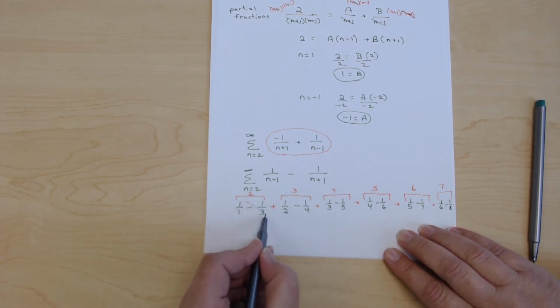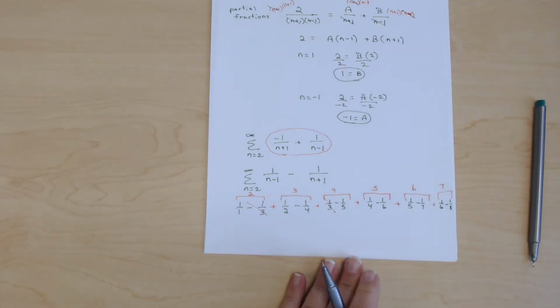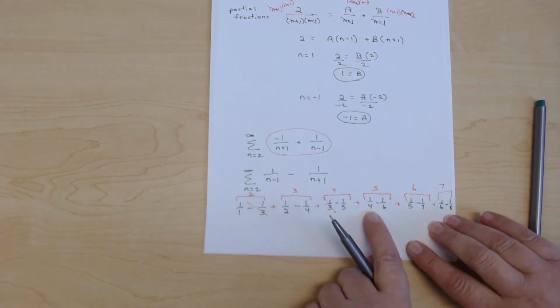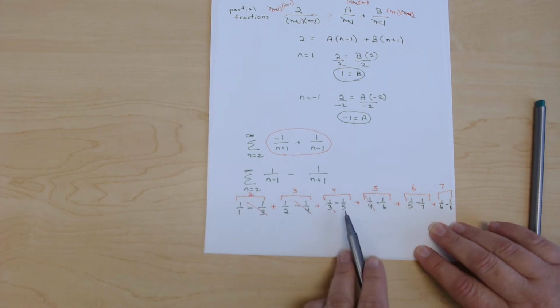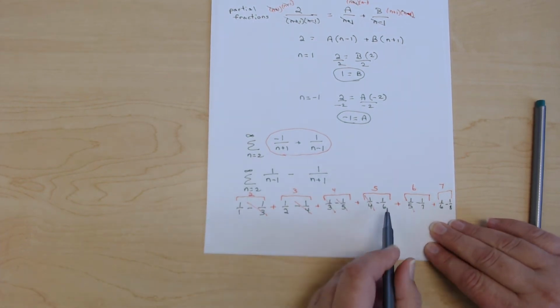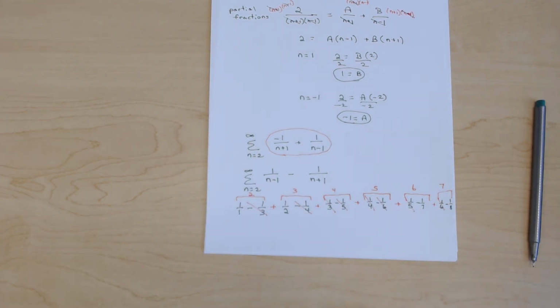So these two are going to cross out. No matter how far I take this out, those two are gone. Negative 1/4, positive 1/4, those are gone. Negative 1/5, positive 1/5, those are gone. Negative 1/6, positive 1/6. No matter how far I take those out, those are gone.